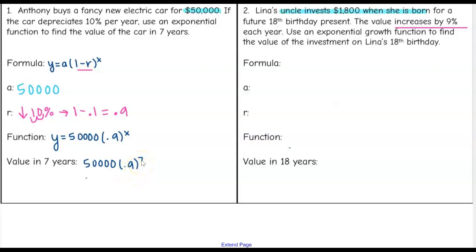So then you type that in your calculator. 50,000 times 0.9 raised to the 7th. And when you do, you get $23,914.85. So in 7 years, that $50,000 car should be worth this amount.